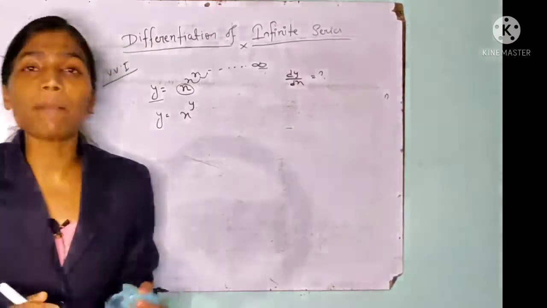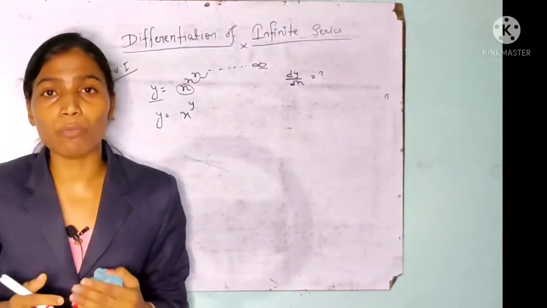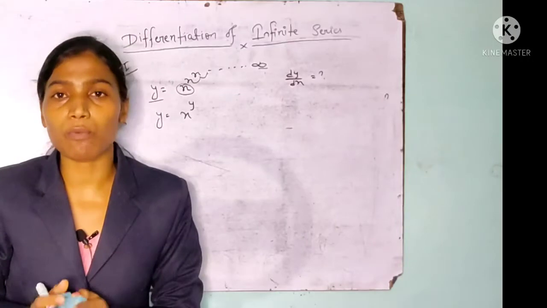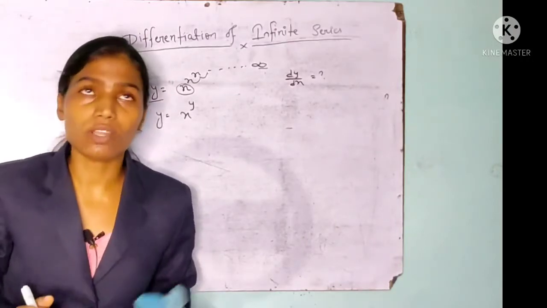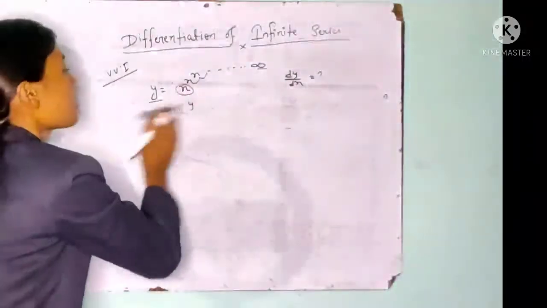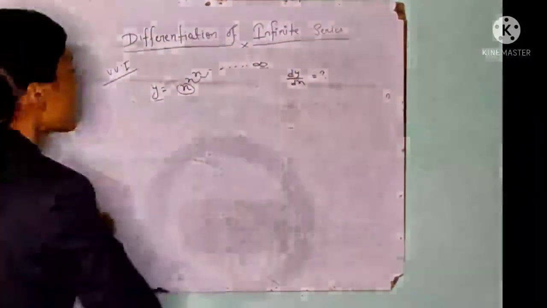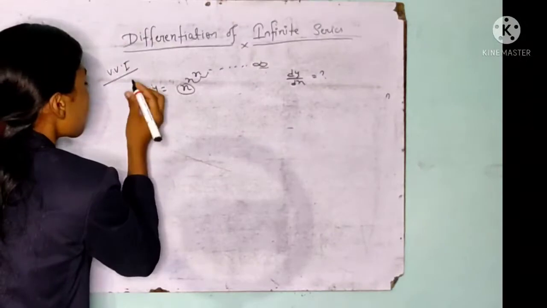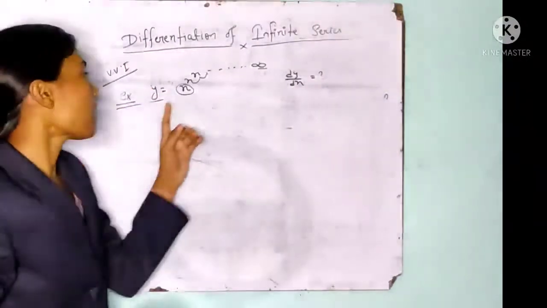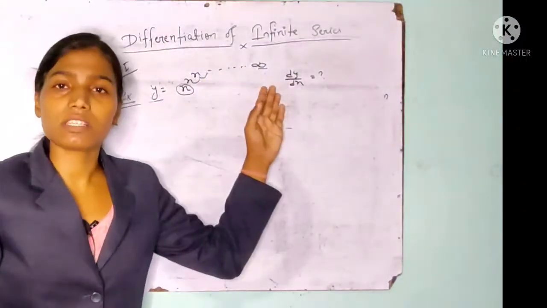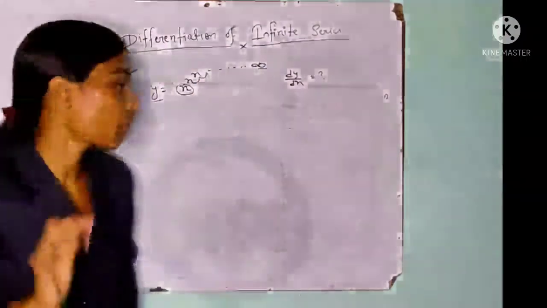So now we come and solve an example. If we solve more examples and practice with more examples, we get confidence with infinite series differentiation. So let's come and see. So this is the example. What is the example? y is equal to x to the power x to the power x and so on, up to infinity.